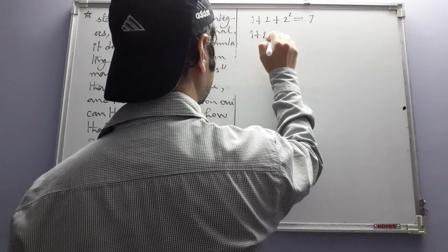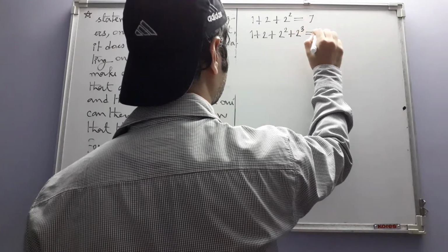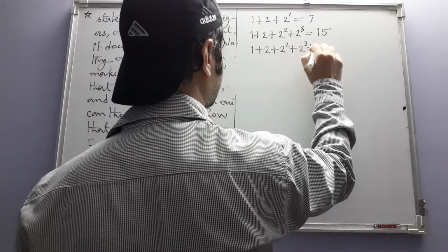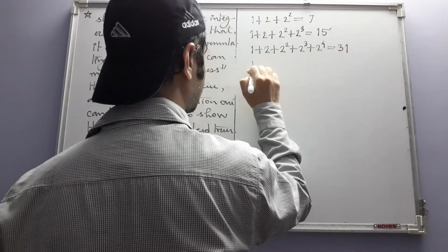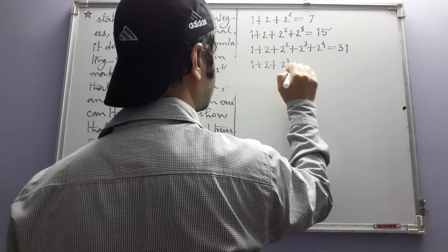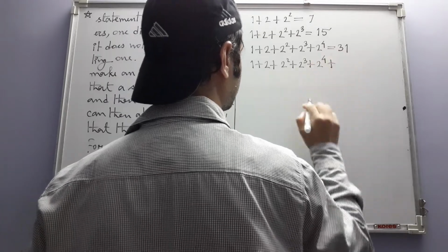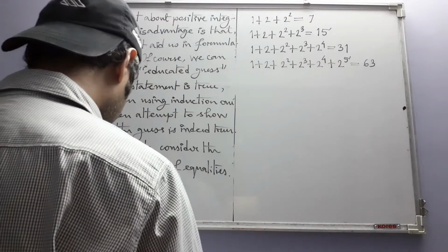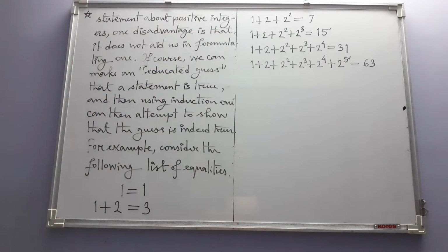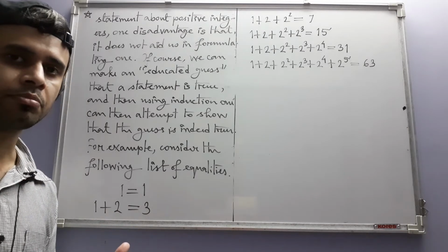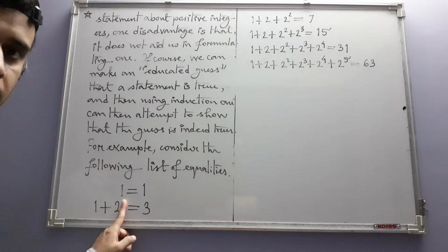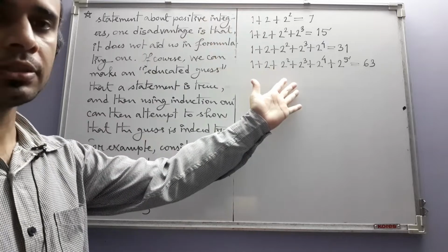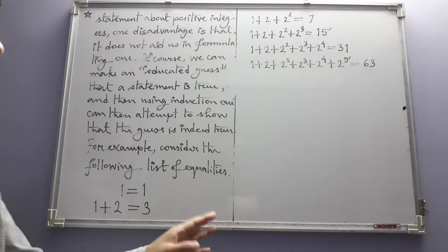Seven, 15, 31, 63. Okay, so we are adding consecutive integral powers of 2. The first one is 2 to the power 0, then 2 to the power 0 plus 2 to the power 1, and so on. And the pattern is like that on the left hand sides of all these equalities. But can we guess what the right hand side is?